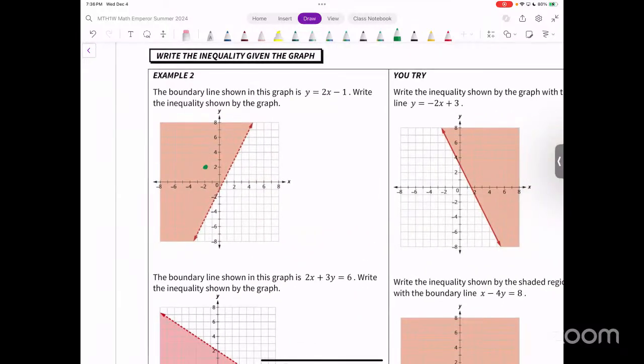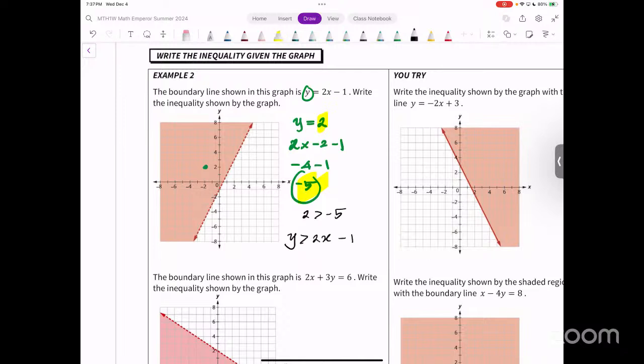Do we have the point -2 comma 2 on there? -2 comma 2 is there. So all I'm going to do is substitute. What is my y? Y is 2, isn't it? What is my x? 2 times -2 minus 1. What would I get? -4 minus 1, which is -5. What do I know about 2 and -5? 2 is greater than -5, isn't it? So the inequality here is going to be y is greater than 2x minus 1.